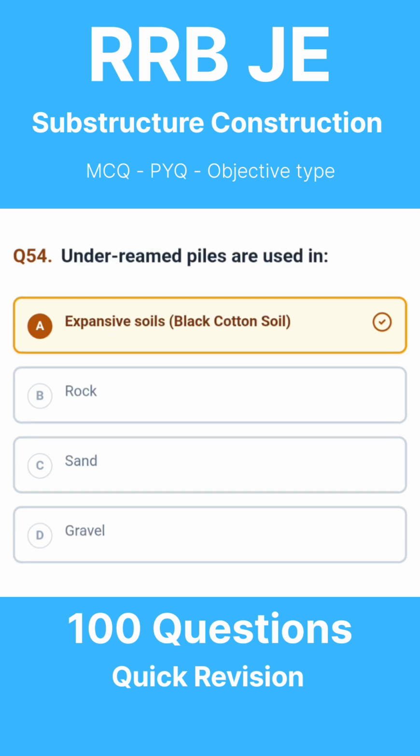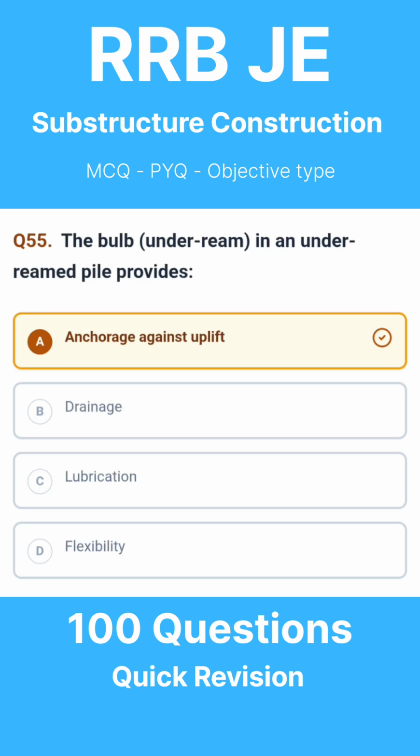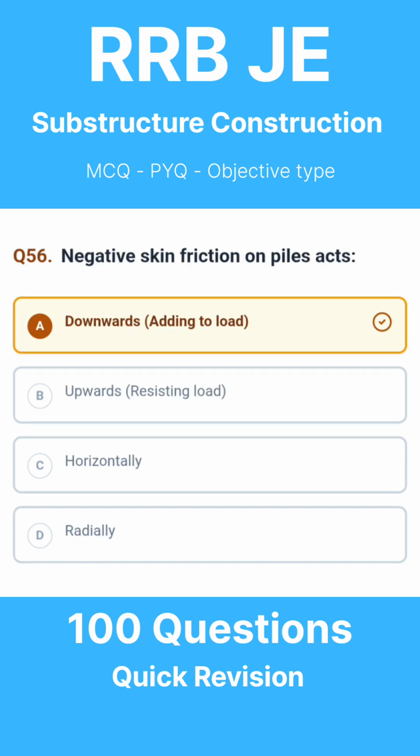Question 54. Under-reamed piles are used in. The correct answer is expansive soils, black cotton soil. Question 55. The bulb under-ream in an under-reamed pile provides. The correct answer is anchorage against uplift. Question 56. Negative skin friction on piles acts. The correct answer is downwards, adding to load.